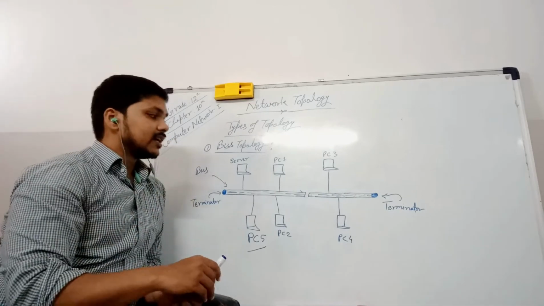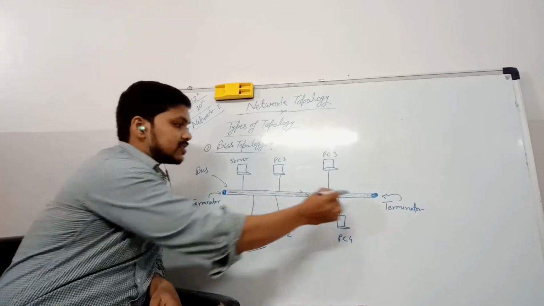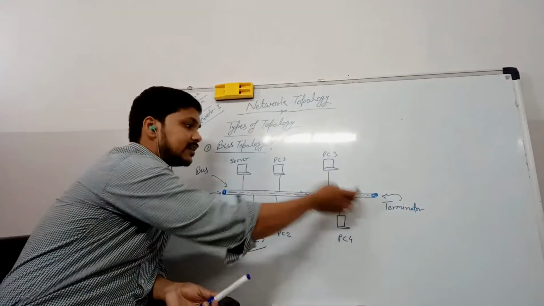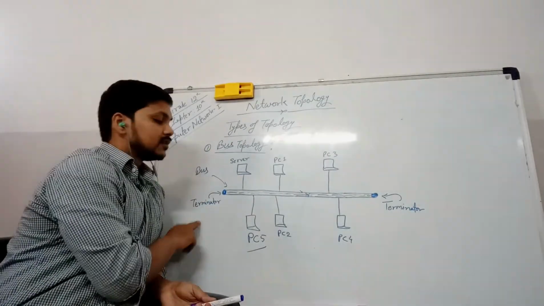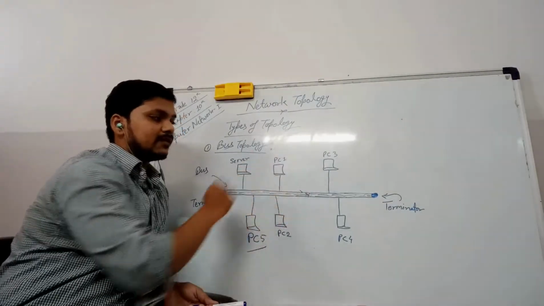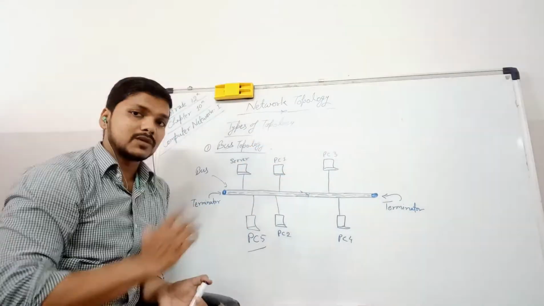And second thing, if we talk about terminators, these endpoints are known as terminators. If we have properly terminated these endpoints, then it will work properly. It means we need a particular device to terminate this type of bus or coaxial cable at the end point. So this will be required. Two terminators are required all the time for bus topology.